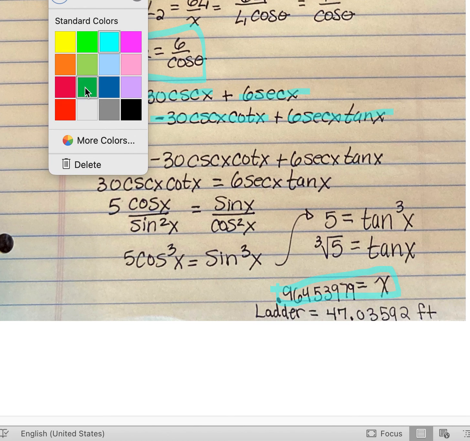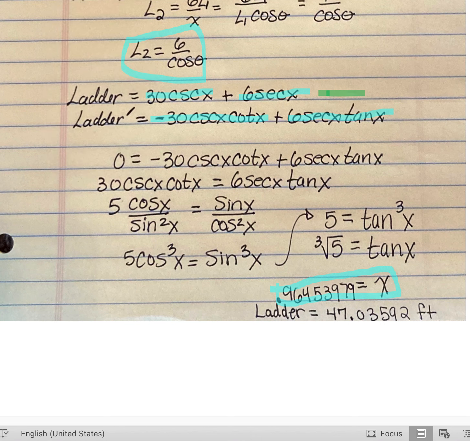Let me use a different color. Up here, here's your ladder function. So take that value of x to find the length of the ladder that would be minimized. So once you do that, when I used this x and I plugged it into that function, I got that the ladder was 47.03592. Now the question specifically asked to round out to 5 places, so I made sure to do that. So you make sure to do that too with your values.